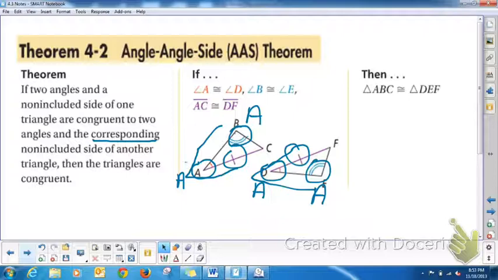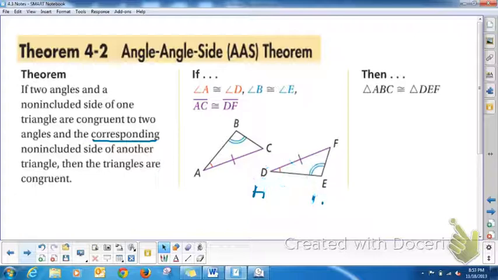So angle A is congruent to angle D, angle B is congruent to angle E, and segment AC is congruent to segment DF. If I were writing a proof of this, I would actually put angle B and E first, because that's the way that I want to read this. I want to go in that direction, because I'm going to go angle, angle, side to prove that these two triangles are congruent.